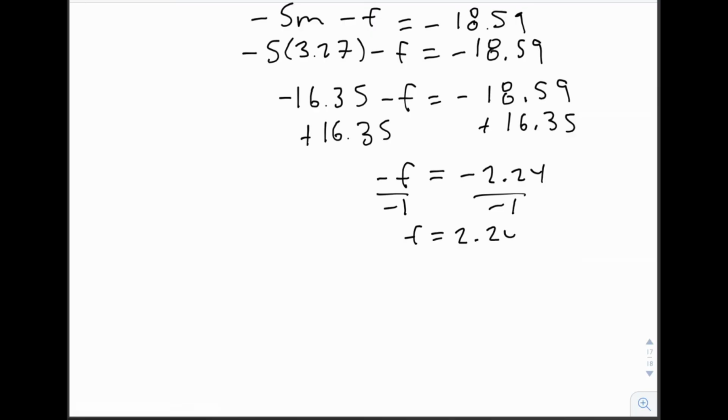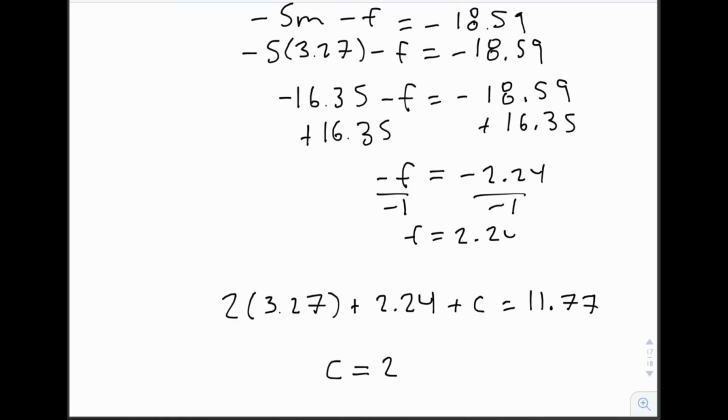So plugging in, we should have 2 times our milk price, which was $3.27. And we're going to add the $2.24 for our flour. And then finally add our cost of our chips, and that was equal to $11.77. So this should get us a final price of our bag of chips equal to $2.99. So in this case, we have our flour equal to $2.24, our chips equal to $2.99, and our milk was equal to $3.27.